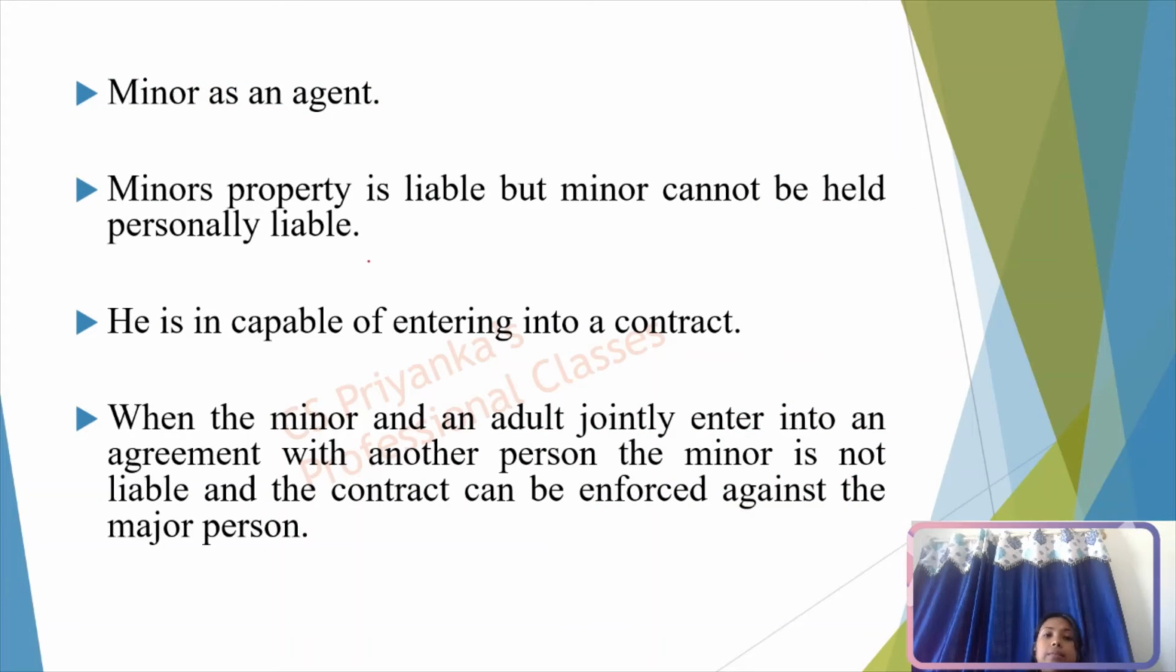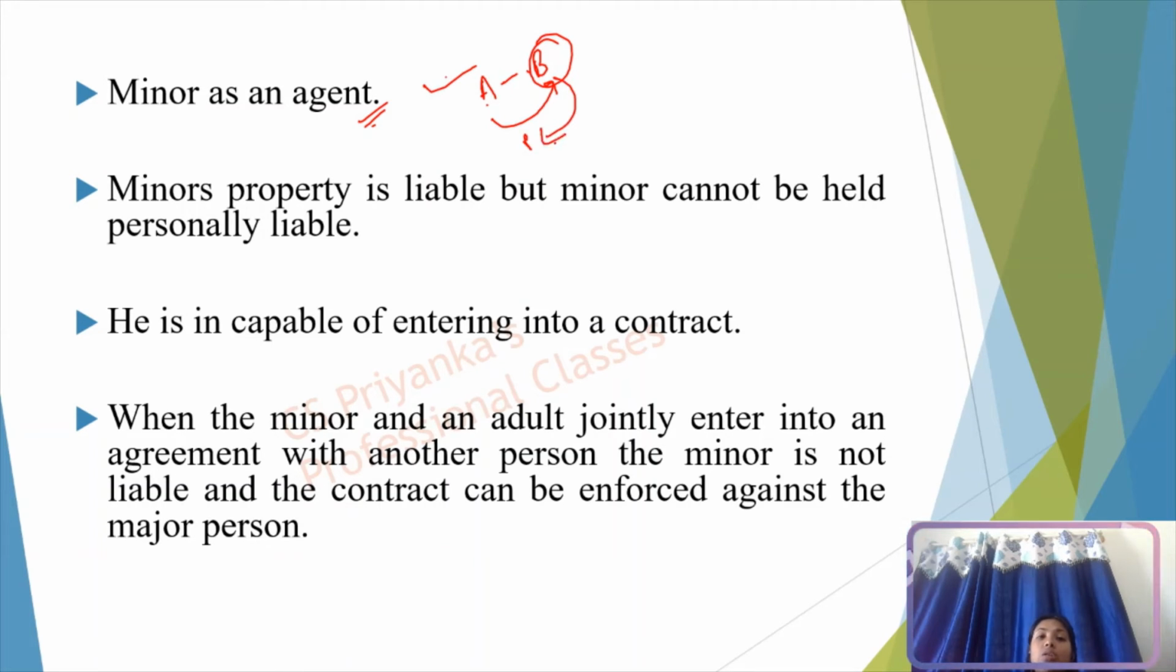So next is minor as an agent is not possible, because you cannot appoint any minor as an agent. Who is an agent? It's a middleman. The person who appoints an agent becomes the principal to that agent. So if A is appointing B as an agent, A is the principal to B, and B will work as per the instruction of A. Got it? So you cannot appoint a minor as an agent who will work on your behalf or as a mediator between two parties.